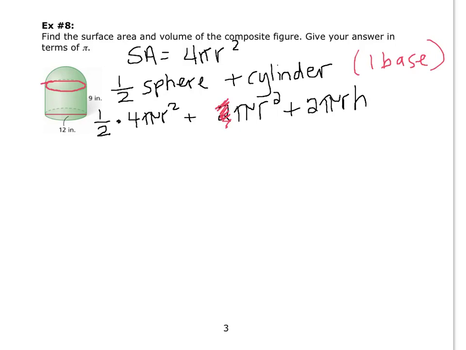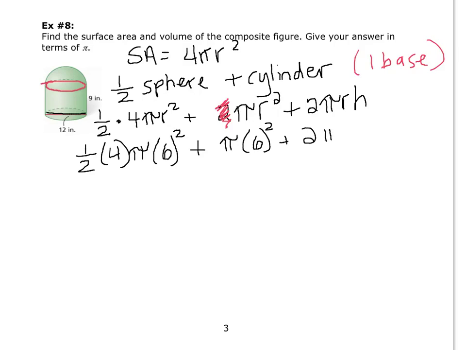Okay, so let's go in here and let's work through the process. So I'm going to start here. I'm going to do 1/2. Of course, I can take half of 4 and just write 2 there if I wanted to. Radius, I'm going to use this 12 right here because it's the diameter over there, and I want a 6. So I'm going to do 6 squared. So pi times 6 squared plus 2 pi times 6. Height is shown to be 9. So this process should get me what I need.